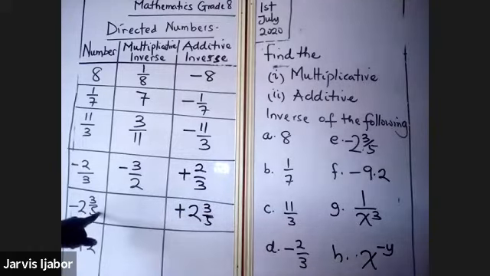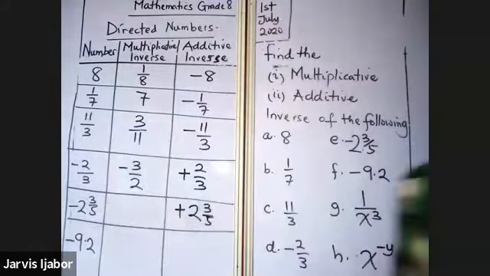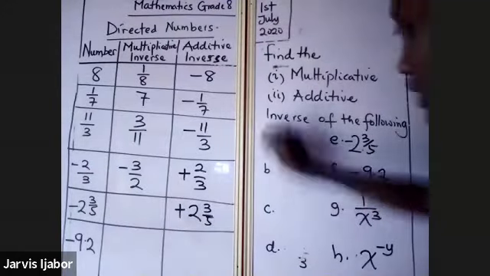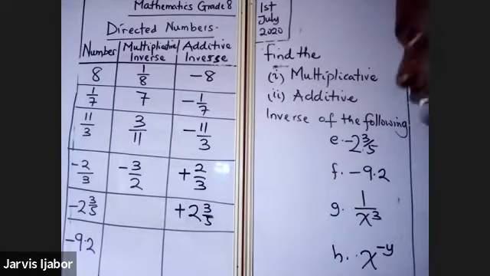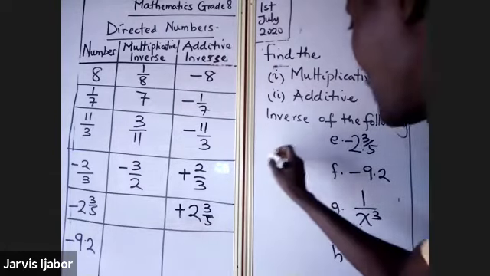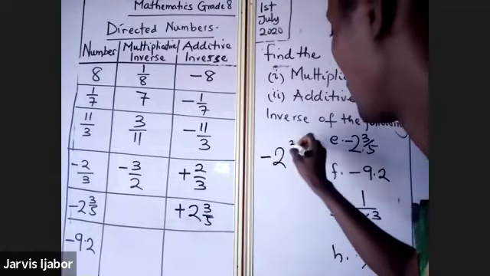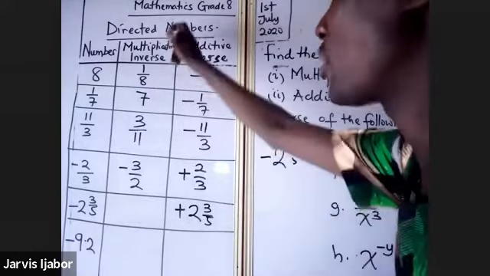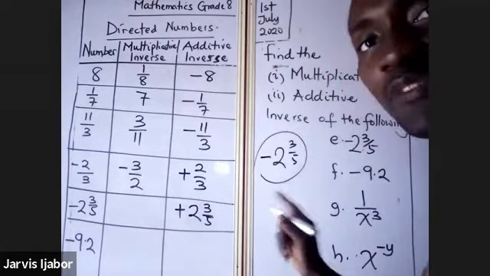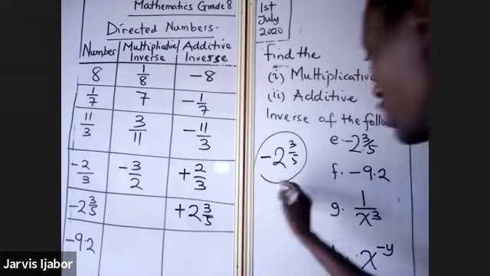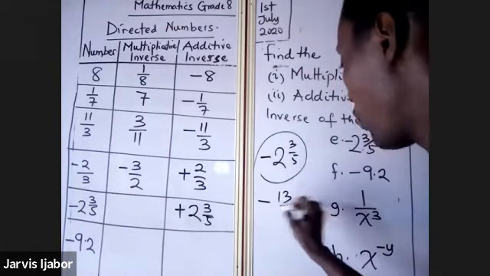Now, for this one, let me clean this part of the board to explain something. Sometimes some questions require that you must do something first before you get the answer. Now, for this one, negative 2, 3 over 5. To get the multiplicative inverse, you have to change this to an improper fraction first. If you don't do that, you won't be able to solve it. So this will be negative 13 over 5.